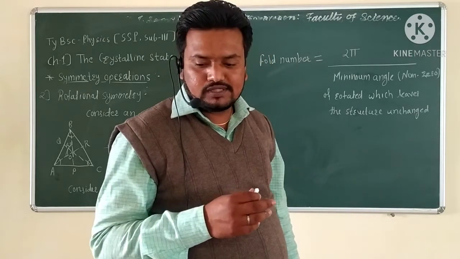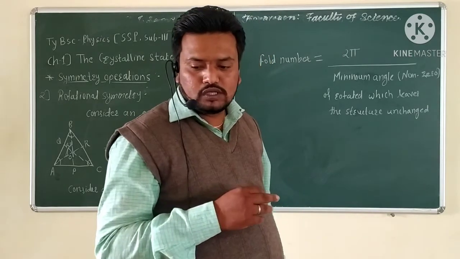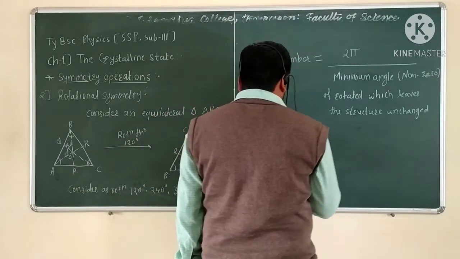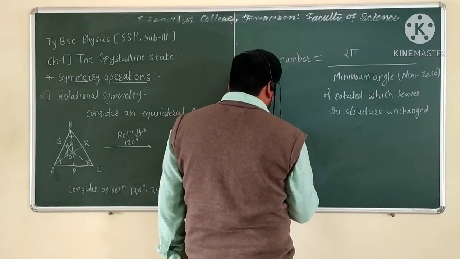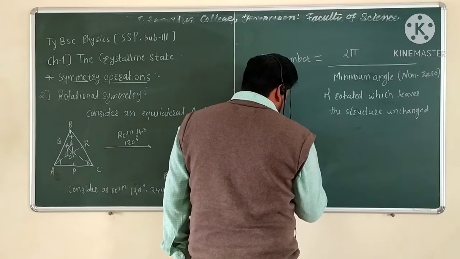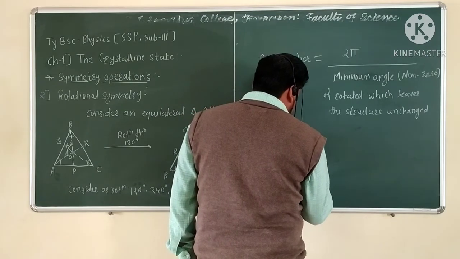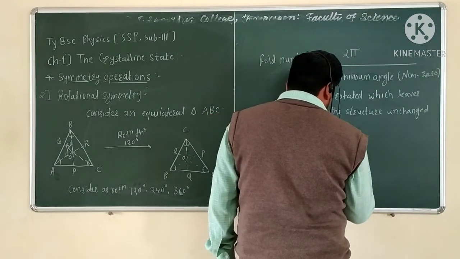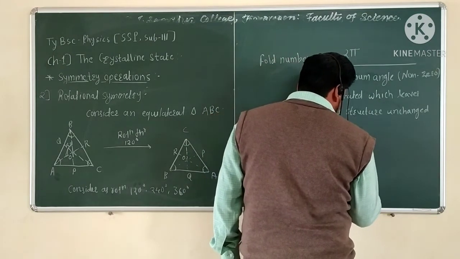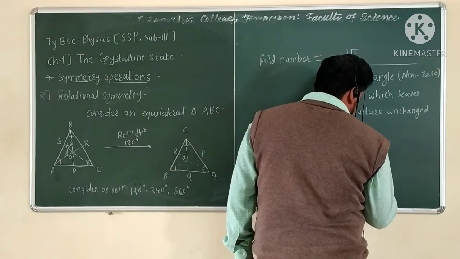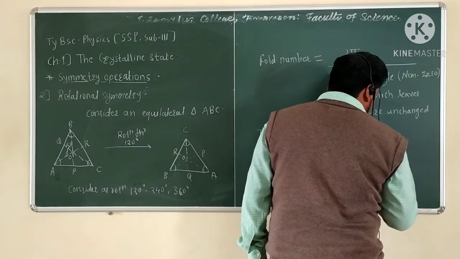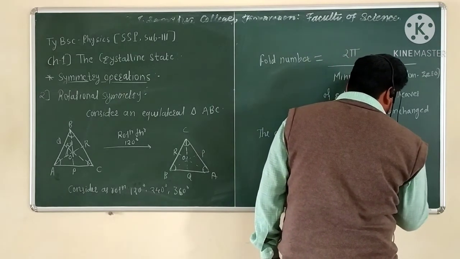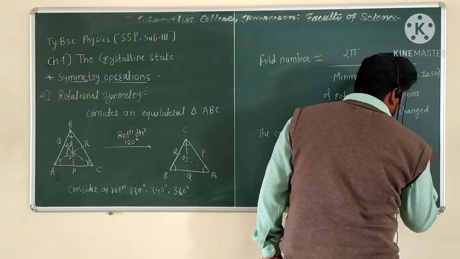So with this formula for the fold number, for example, the equilateral triangle possesses a threefold rotational axis of symmetry.